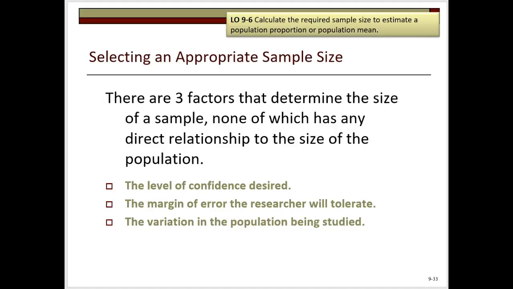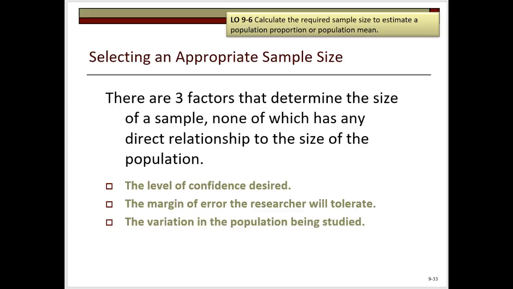In statistical sampling, for parameter estimation, one of the first steps is to determine the necessary sample size. There are basically three factors that determine the sample size requirement, none of which has any direct relationship to the size of the population when the population size is large or infinite. In other words, population size has rarely anything to do with determining the minimum sample size.